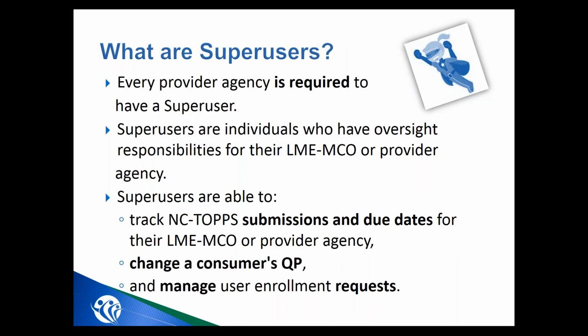You've heard me say super user a couple of times already, so I'm going to give you an idea of what a super user is. A super user is an individual who has oversight responsibilities for either the LME, MCO, or their provider agency. That is my role here at Partners. Super users are able to track NC TOPPS submissions and due dates for their agency, create a consumer, change a consumer's QP, as well as manage user enrollment requests, which is what I was just speaking about when you create your user profile within NC TOPPS. Your super user at your agency would be in charge of approving or denying those requests. That is one of the important roles of a super user.